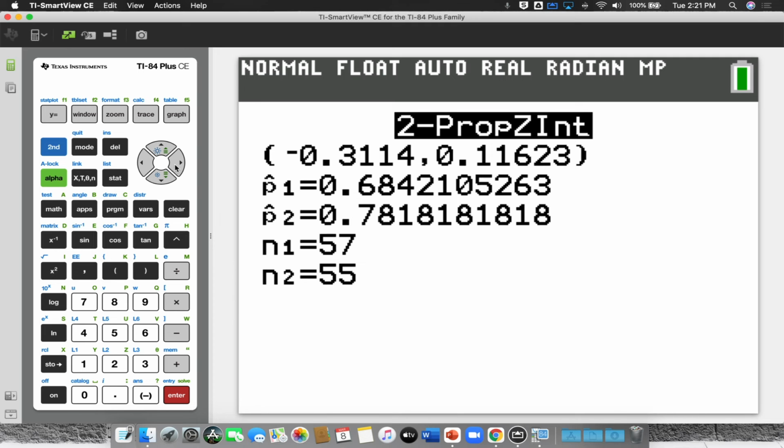So let's see, negative 0.3114 to positive 0.11623. And we see that it gives us our p hat 1 and p hat 2, which we already knew. N1 and N2, which we already knew, right? Okay, so this is our proportion. This is our interval, right?